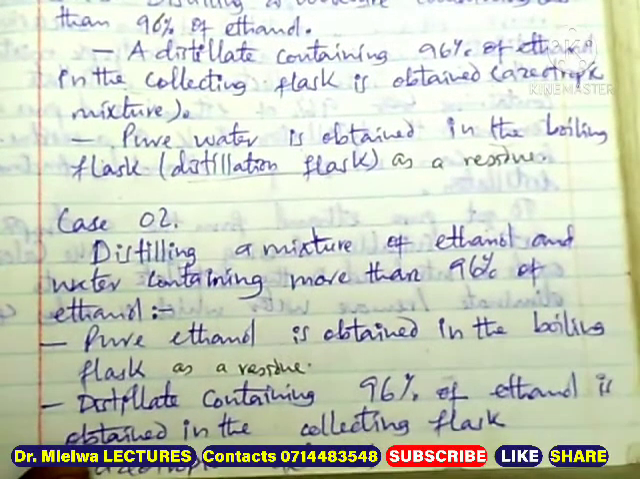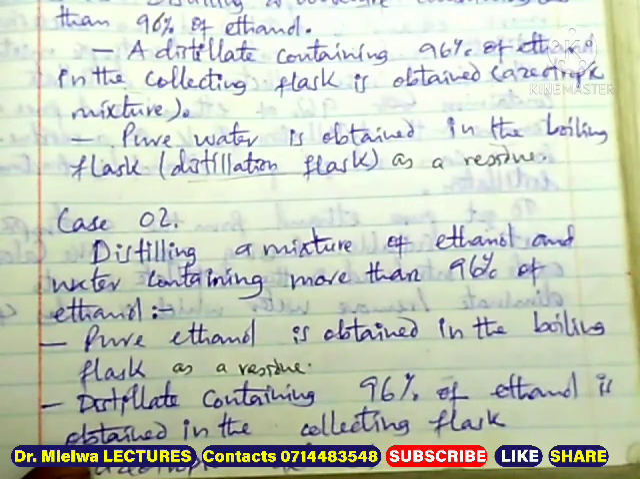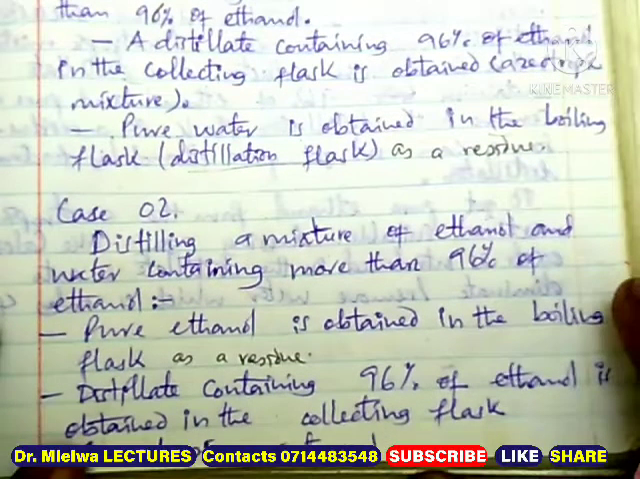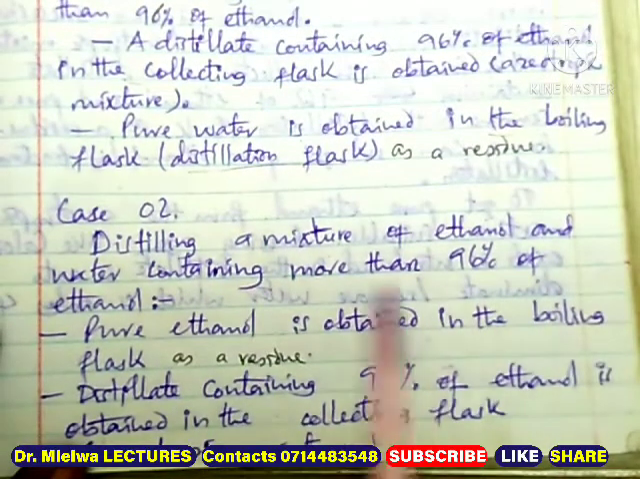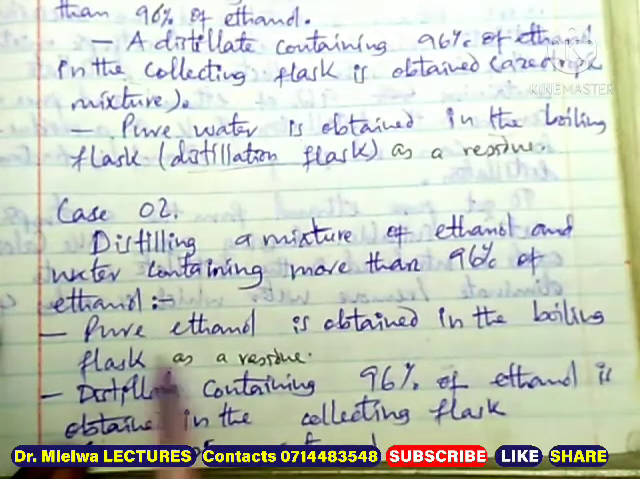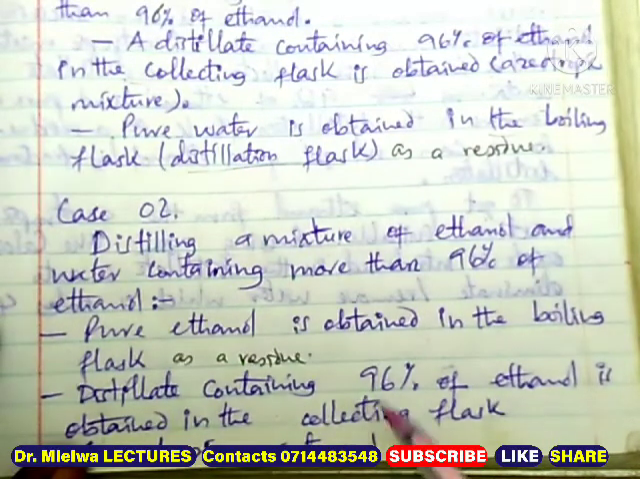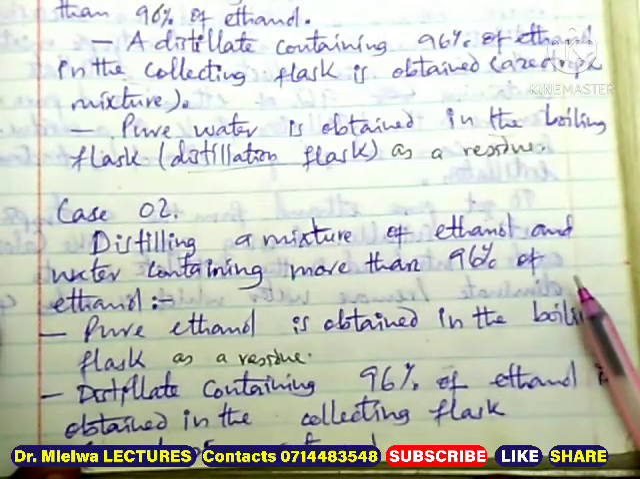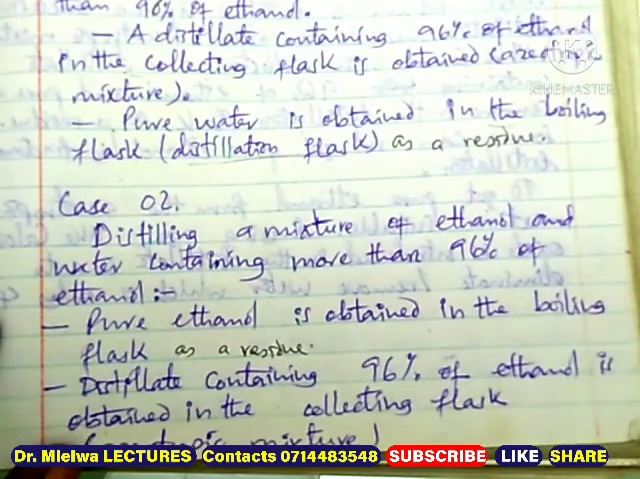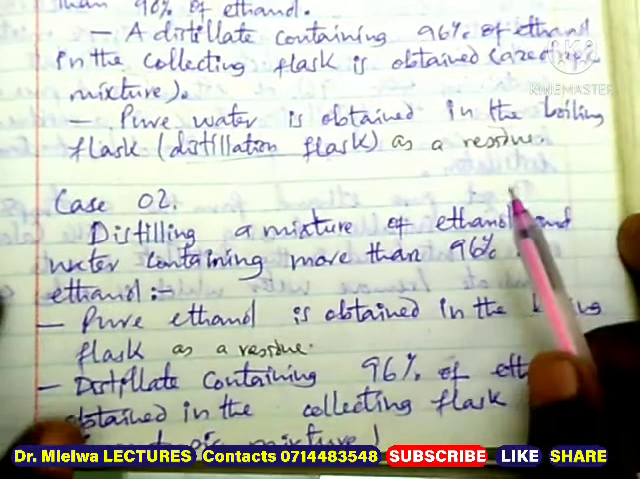We have started on the right hand side. So we will decrease the amount of ethanol. So pure ethanol will be found at the residue and then the isotropic mixture will be collected as the distillate. So distilling a mixture of ethanol and water containing more than 96% of ethanol, pure ethanol is obtained in the boiling flask as a residue, and distillate containing 96% of ethanol is obtained in the collecting flask. The distillate will contain 96% of ethanol.